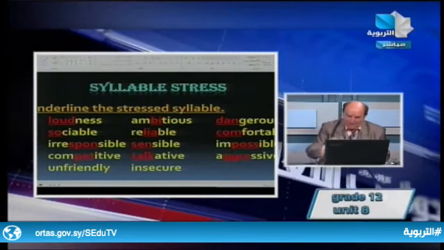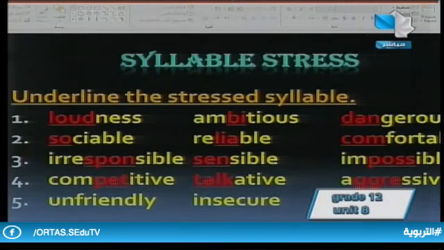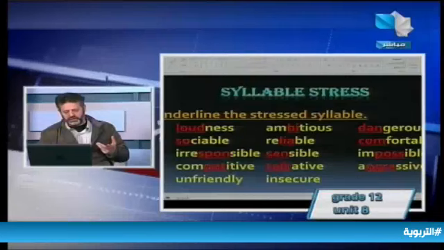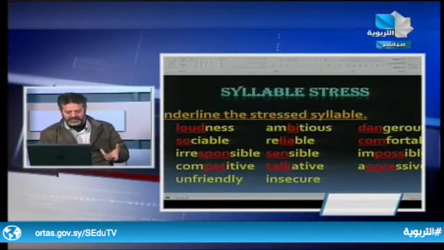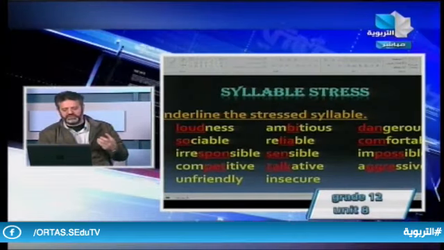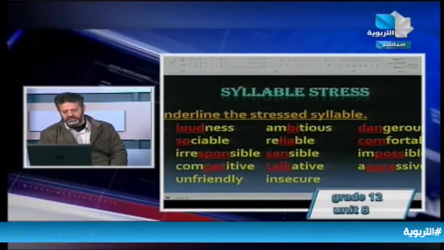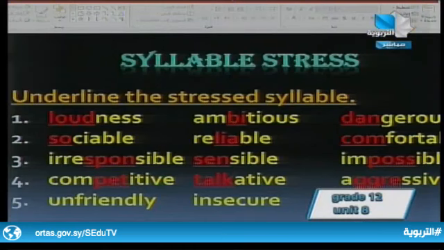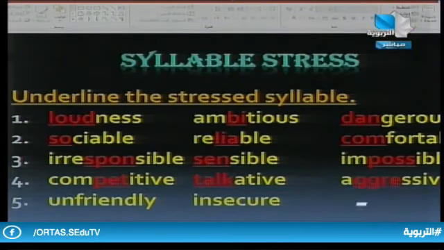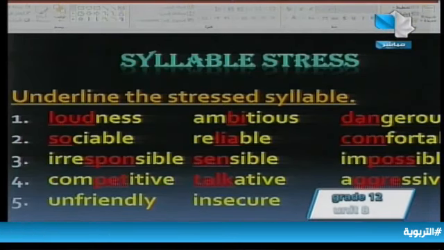Good. Number 4, competitive. So the strongest syllable is "pet." Competitive. Good. Of course, now we are saying them in an exaggerated way. They are not said like this in spoken language, but just to show students how we stress them.